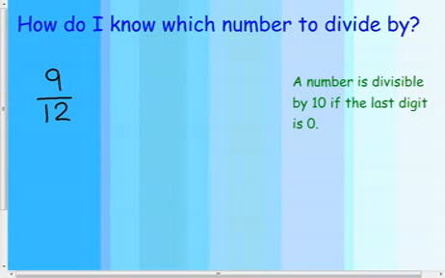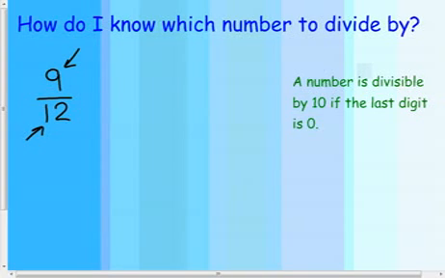hopefully when you look at that, you think to yourself, well, I know that 9 and 12 have a common factor of 3, meaning that you can divide both of those numbers by 3. You have to find some number that you can divide both the numerator and the denominator by evenly. And that's exactly how you reduce a fraction to lowest terms or simplify the fraction.